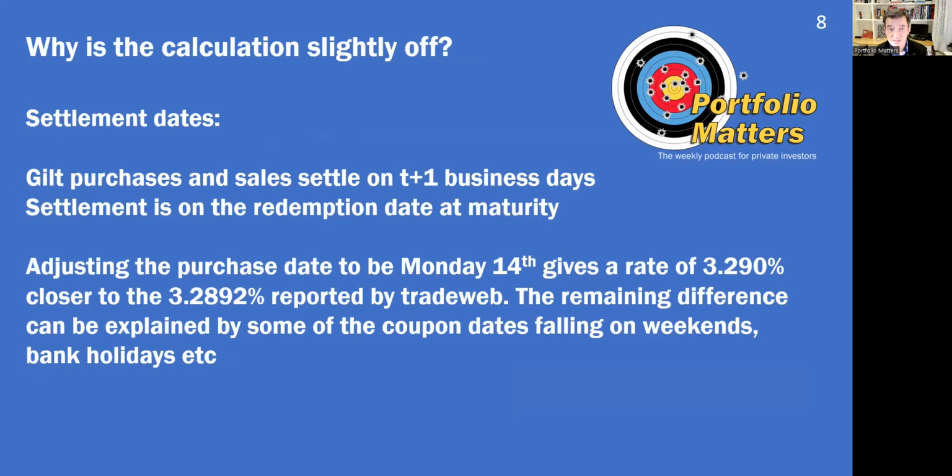Now, why is the calculation slightly off? Well, we think, and thank you to Wayne J on our Discord channel for his help in this, we think it's because of the settlement dates. So when you purchase a gilt, it settles on T+1.